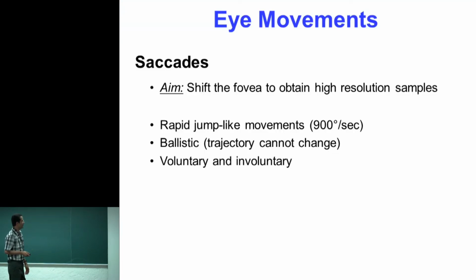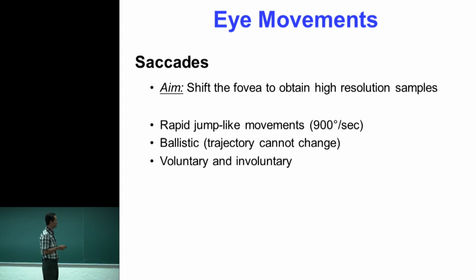Okay, so the key idea here is eye movements. That's the solution that evolution made for this problem. There are several eye movements, but I'm just going to talk about this one, which is called a saccade. The aim of this movement is to shift the fovea to obtain high resolution samples from the environment. And it has very specific features.